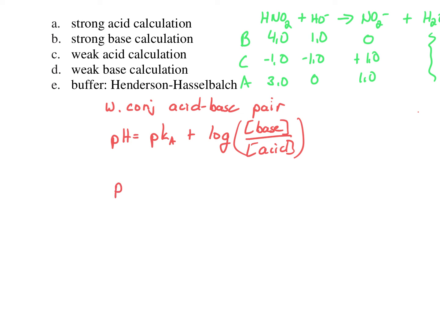Substituting in, pH is going to be the negative log of the Ka of our weak acid plus the log of 1.0 to 3.0.